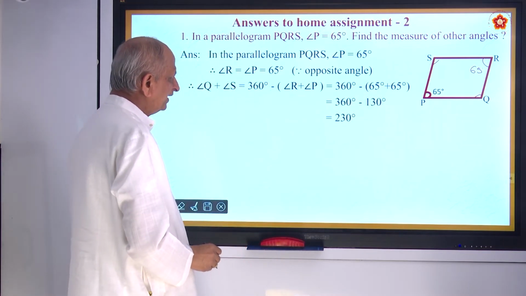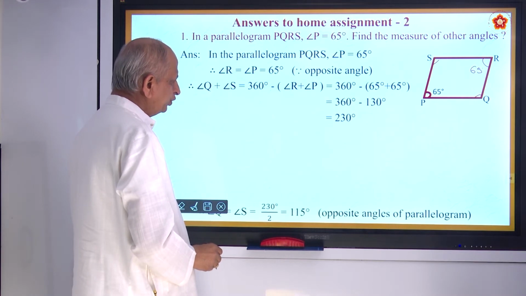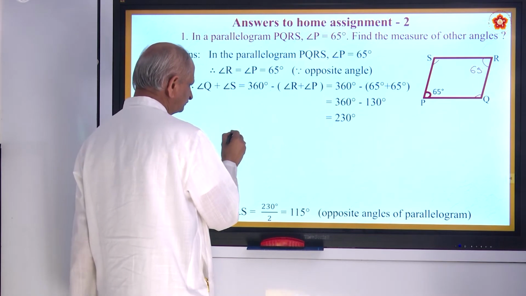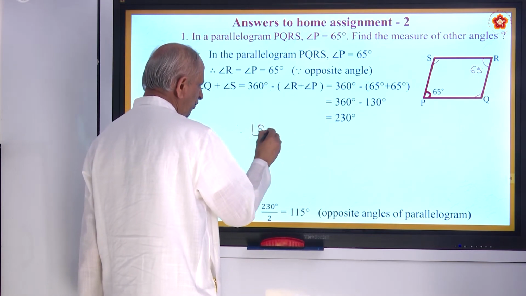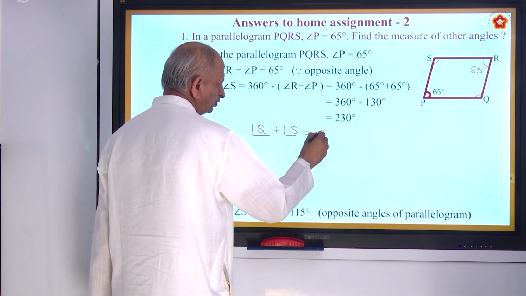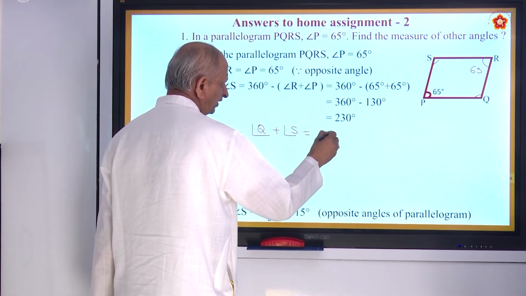So now what are the angles? Angle Q plus S. So you have angle Q plus angle S is equal to 230 degrees.